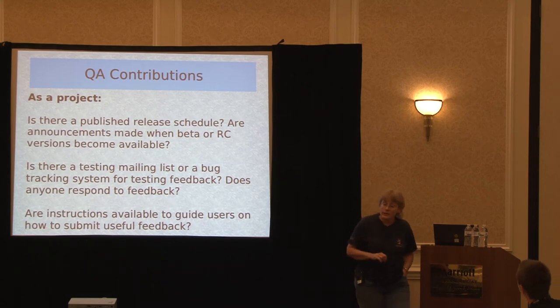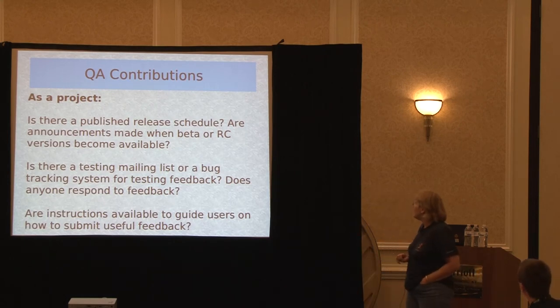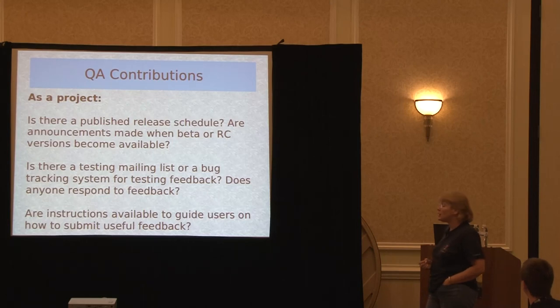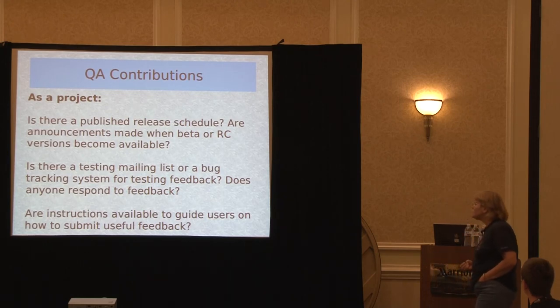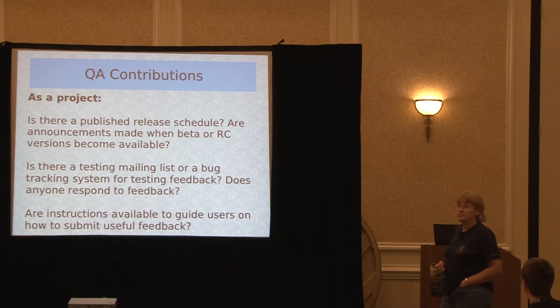Now, as a project, if you're wanting to encourage that, it's helpful to have a published release schedule so people know when code freezes, when your betas are available, when your RCs are. And it's also very helpful to actually make announcements. You know, RC1 is now available. This is where we would like you to send your error reports. So it's helpful to have a mailing list which is devoted to just testing, or to allow some sort of tagging in your bug tracking system so that you realize what's happening there.